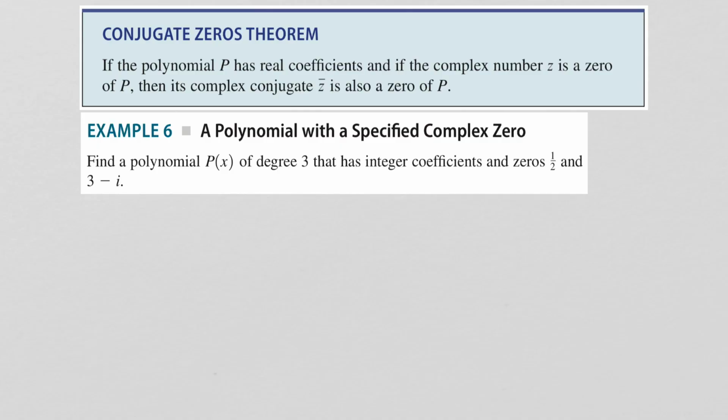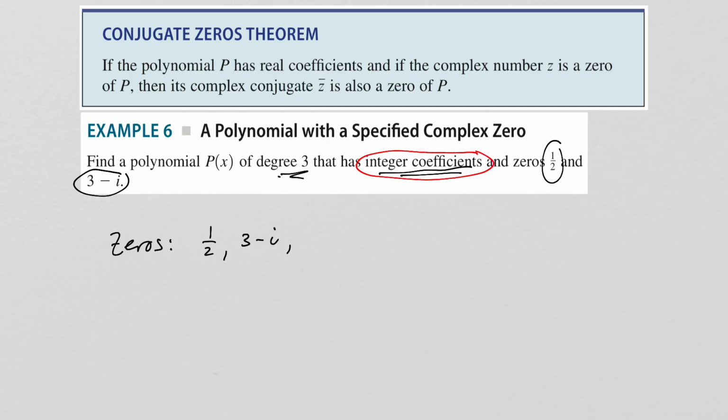So it says to find a polynomial p of x of degree 3 that has integer coefficients and zeros 1/2 and 3 minus i. So the zeros are 1/2 and 3 minus i. However, since the polynomial has integer coefficients, and integers are also real numbers, this means that the other 0 must be the conjugate of 3 minus i, which is 3 plus i. So these are the three zeros of the polynomial.